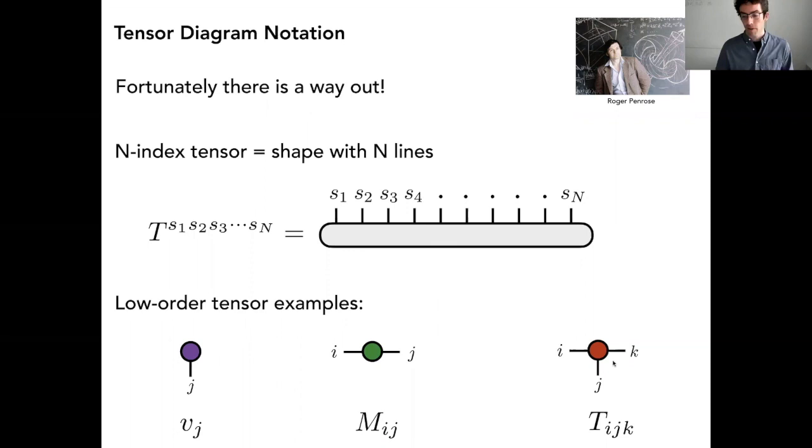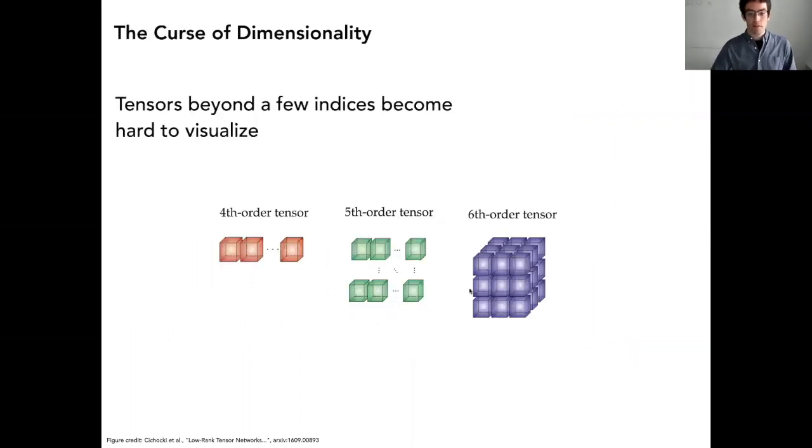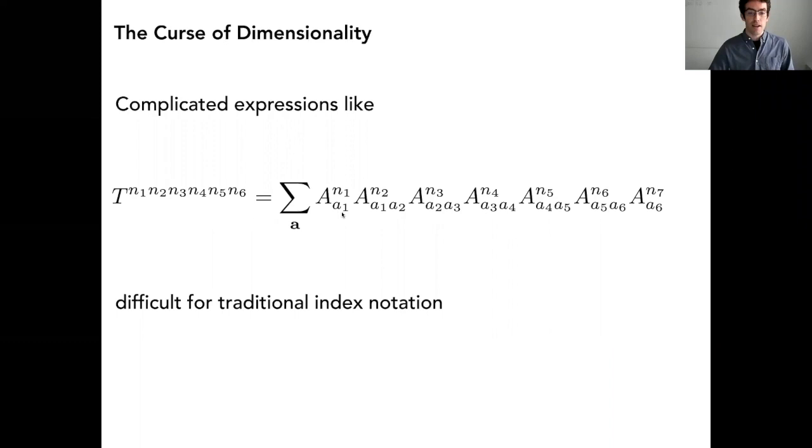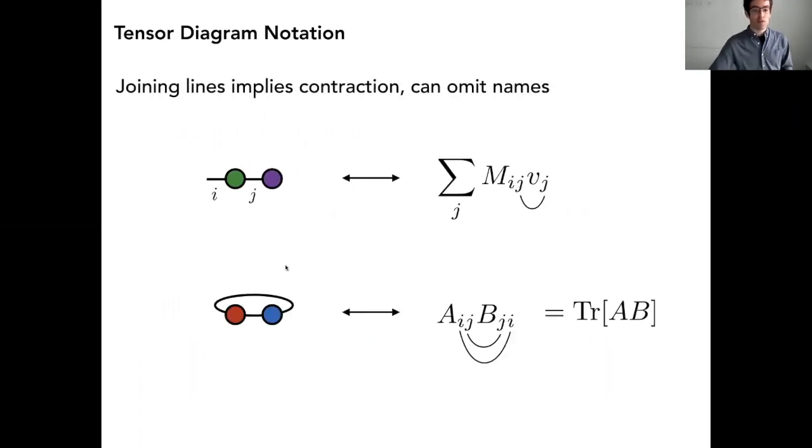You just have more lines coming out. So you don't get into the business of having to draw in 3D. You just put more lines coming out of the object. The other advantage is that instead of having to notate sums over combinations of tensors, sums of products of tensors this way, and come up with names for everything, you just connect the lines, and you don't even have to put names most of the time or on most of the lines.